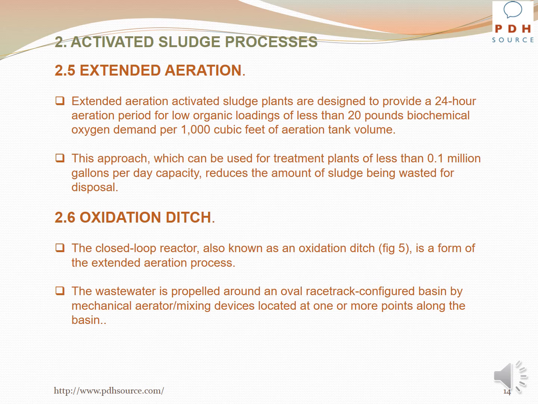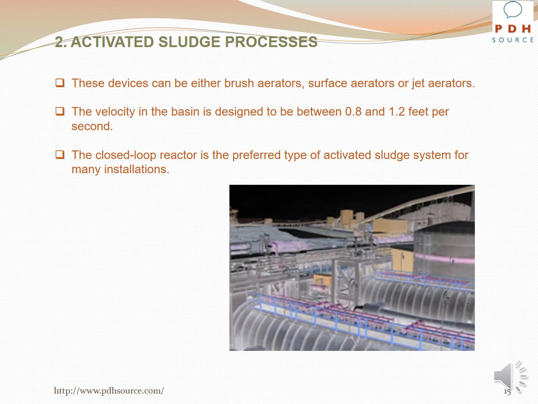With regard to the oxygen ditch approach, the closed-loop reactor, also known as an oxygen ditch and illustrated in figure 5, is a form of the extended aeration process. The wastewater is propelled around an oval racetrack configured basin by mechanical aerator mixing devices located at one or more points along the basin. These devices can be either brush aerators, surface aerators, or jet aerators. The velocity in the basin is designed to be between 0.8 and 1.2 feet per second.